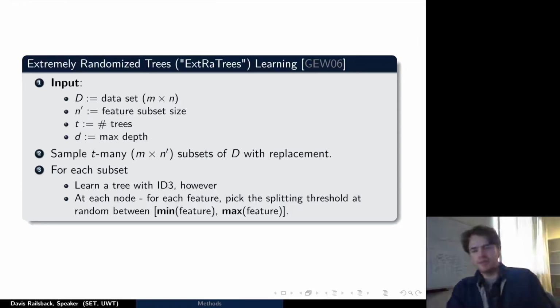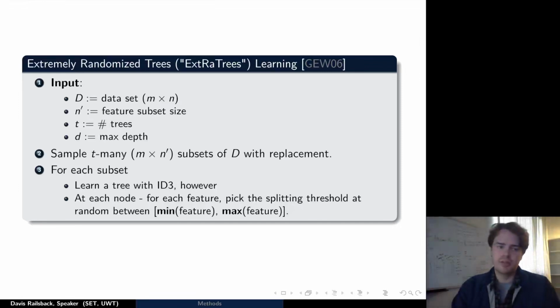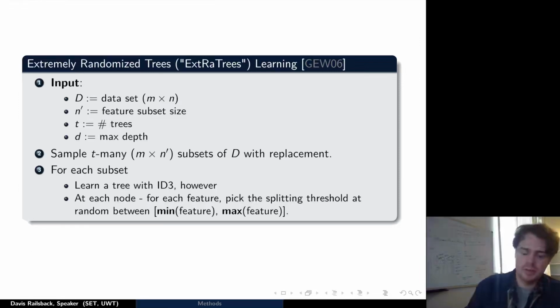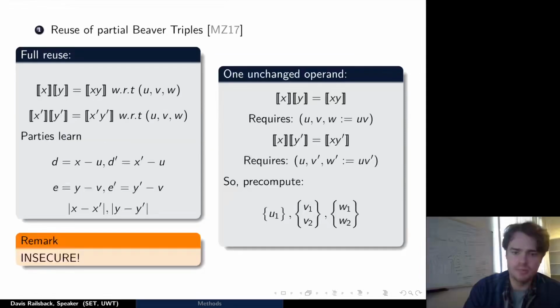So looking at these two algorithms in the context of MPC, the things that are going to take a long time are the comparisons required to find the minimum and max values of vectors, which is needed both for the extra trees learning algorithm and also for discretization. The other thing is computing the subsets that are used for training each tree. Figuring out how to do that obliviously is going to be time consuming. So it's worthwhile looking into how we can optimize both of these protocols.